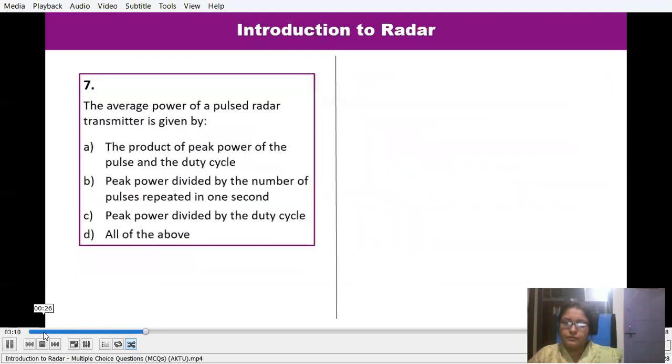Question number 7: the average power of a pulsed radar transmitter. Average power, you know, it is being denoted by a term P average. So how is it being given? Certain options have been given: product of peak power of the pulse and the duty cycle, peak power divided by number of this. If you remember the formula of duty cycle, what is this duty cycle? Duty cycle is actually the ratio of average power to the peak power. It means P average is what? This is the product of these two terms. So A is the correct answer.